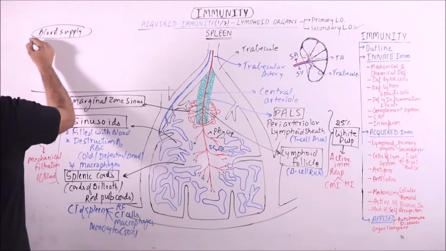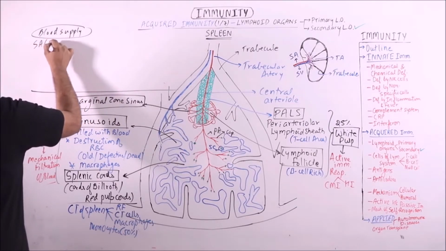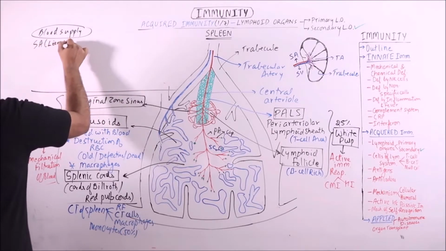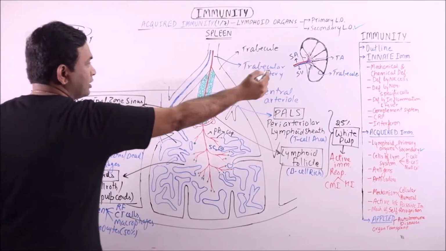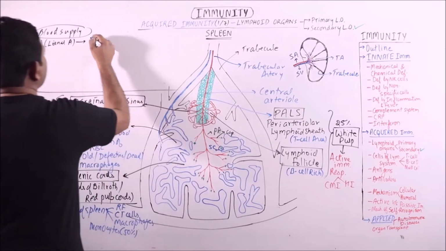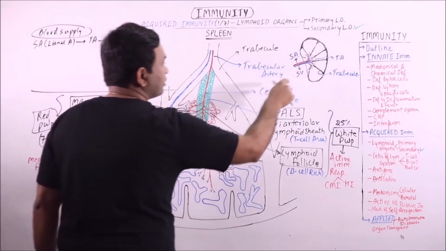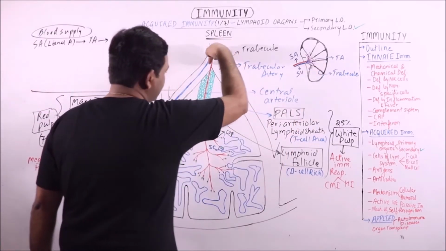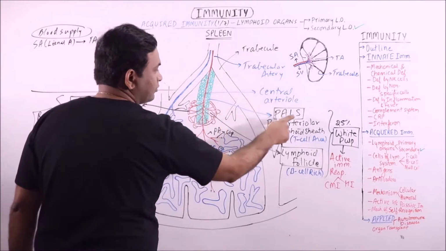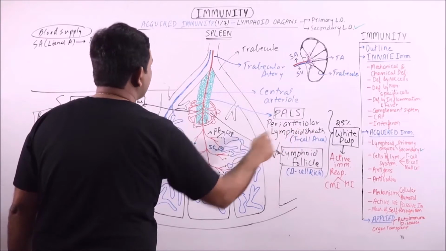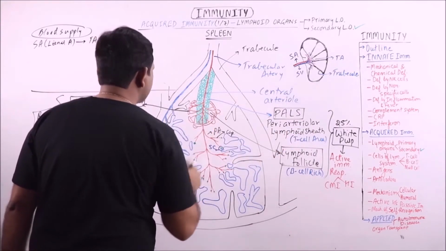Now we'll discuss the blood supply. The blood supply of the spleen starts with the splenic artery, also known as the lienal artery. Then it is divided into 6 or more trabecular arteries. These trabecular arteries will enter the compartment, and then it is immediately surrounded by the periarteriolar lymphoid sheath. Then it enters a lymphoid follicle.